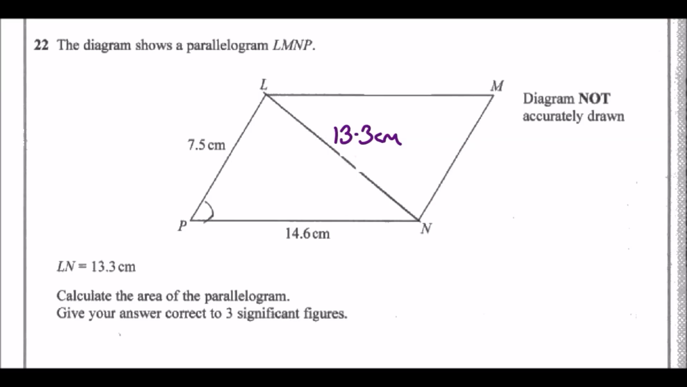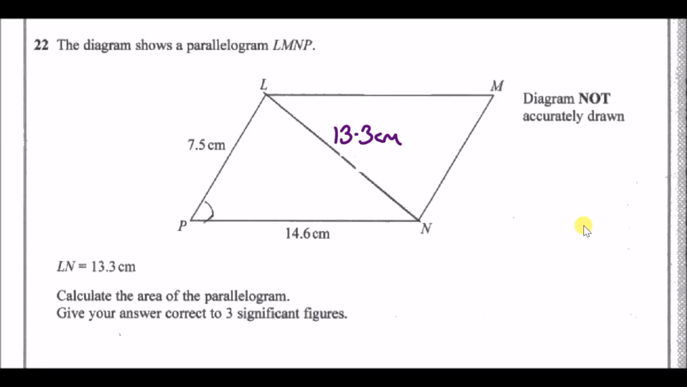Alright, number 22. So the diagram shows a parallelogram LMNP where some lengths are given. And they tell us that LN equals 13.3. So that's this line across here, yeah? They want us to calculate the area of the parallelogram.